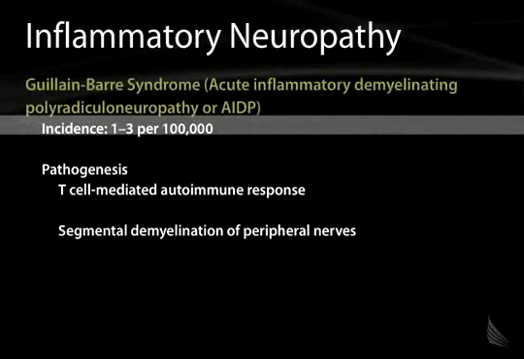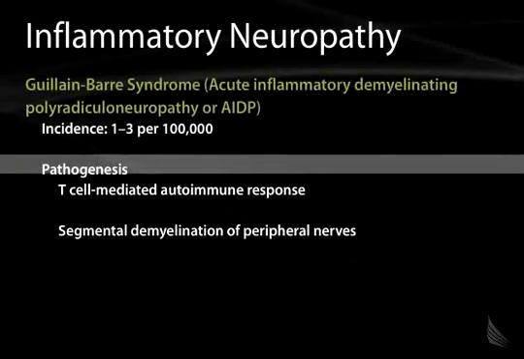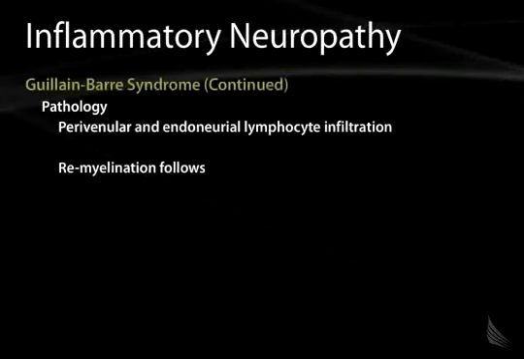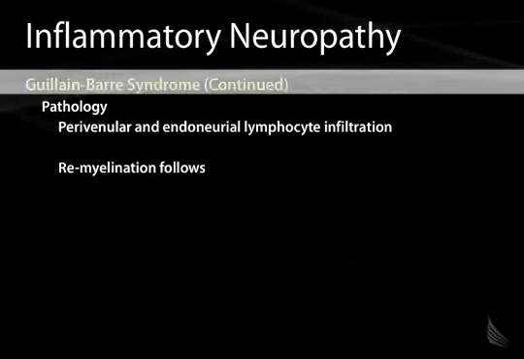The incidence is about 1 to 3 per 100,000, and the pathogenesis is much like that in MS. There are activated T cells that are an autoimmune response against myelin. Now, just like we had perivenular demyelination in MS, we have perivenular demyelination in Guillain-Barré.